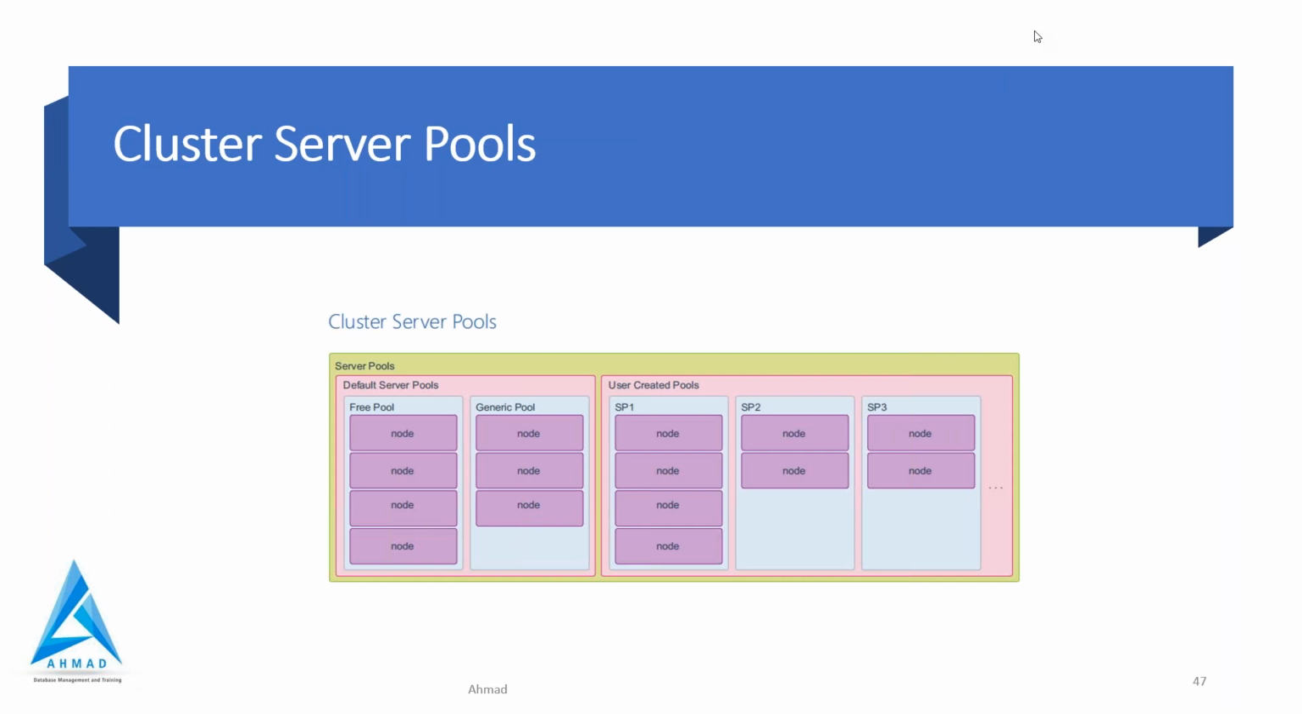So when Oracle Clusterware is installed, two internal server pools are created automatically: generic and free. All servers in a new installation are assigned to the free server pool initially, and servers move from free to newly defined server pools automatically.